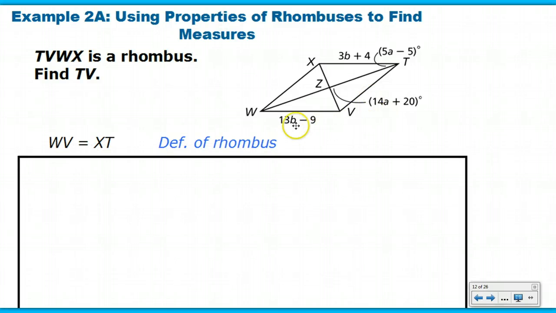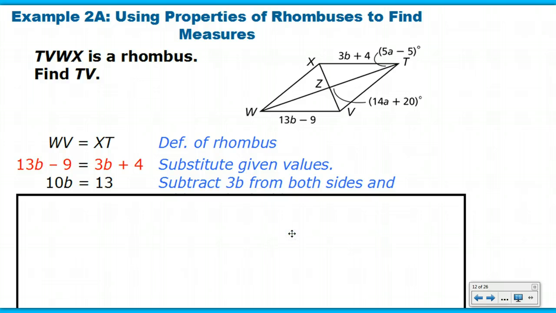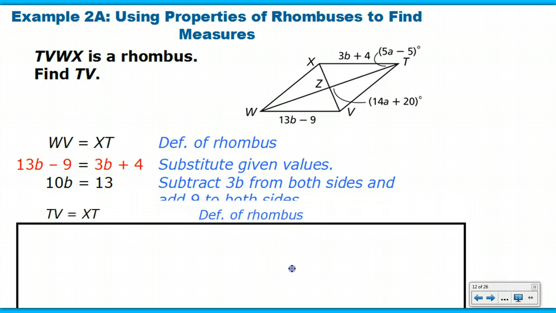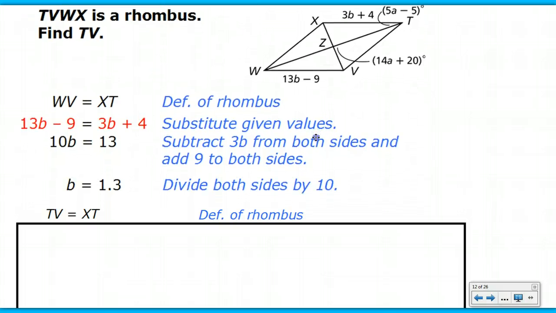So we know that WV is equal to XT, the definition of a rhombus, so we can substitute the given values. And if you haven't already, pause and find the value of B. So we subtract, and B is 1.3.